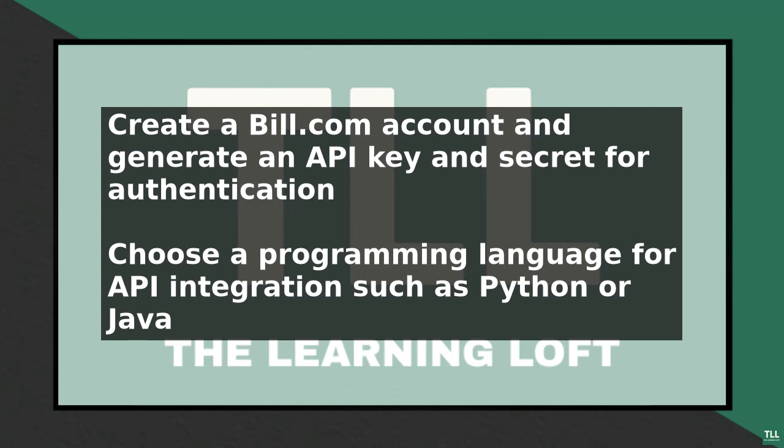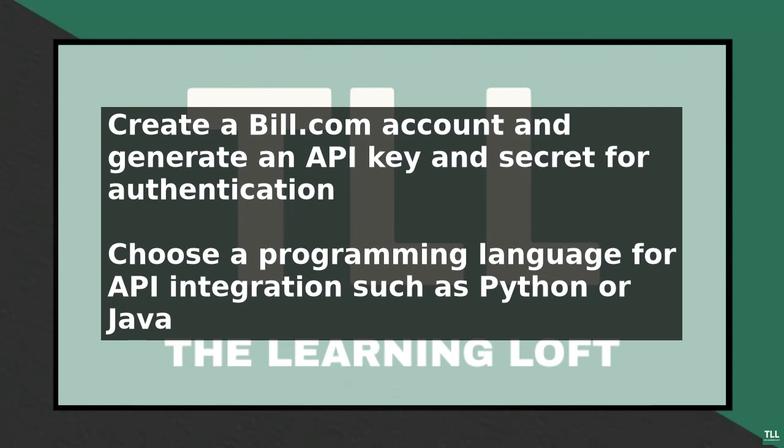Next, you need to choose a programming language for your API integration. Bill.com supports various languages, including Python, Java, and C#. For this example, we will use Python.